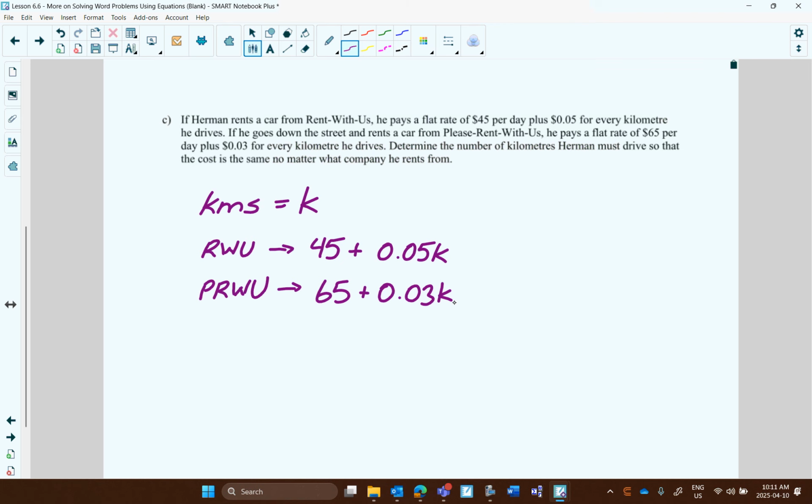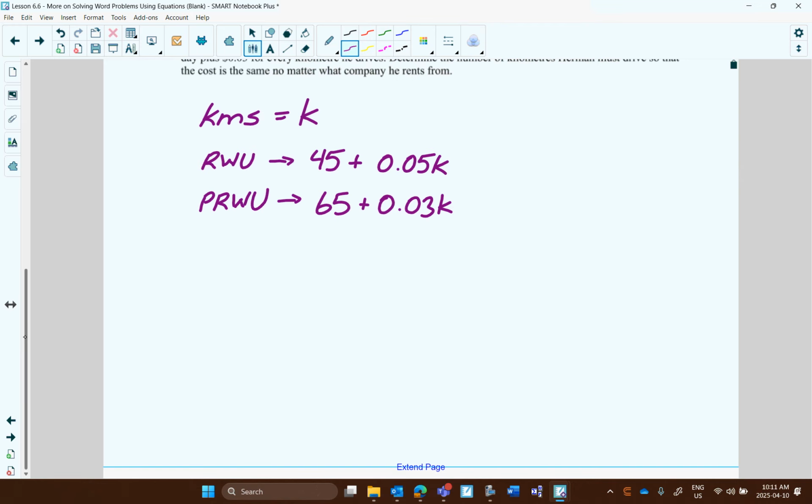Now, how do we make our equation? We are trying to find K where these two equal each other. How do I make these two equal to each other? Write one of them, and it has to equal the other. Notice this one's a little different, like I said, because it's got variables on both sides. All right. What do we do?